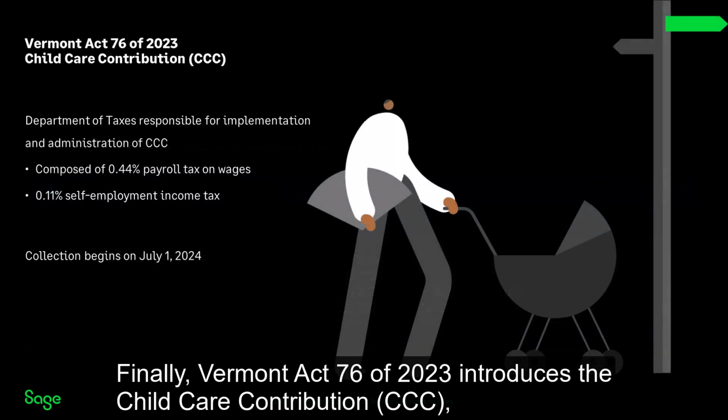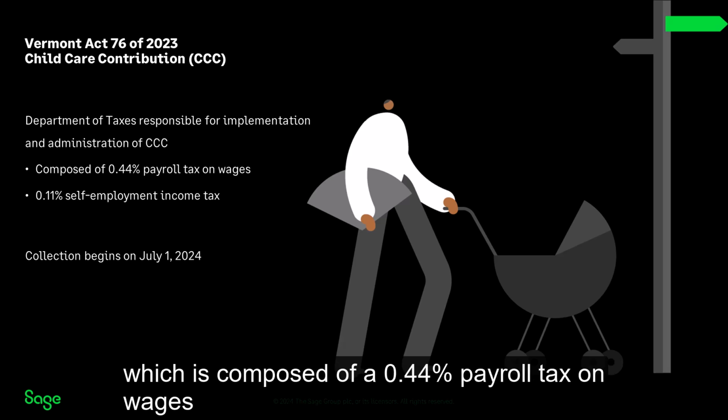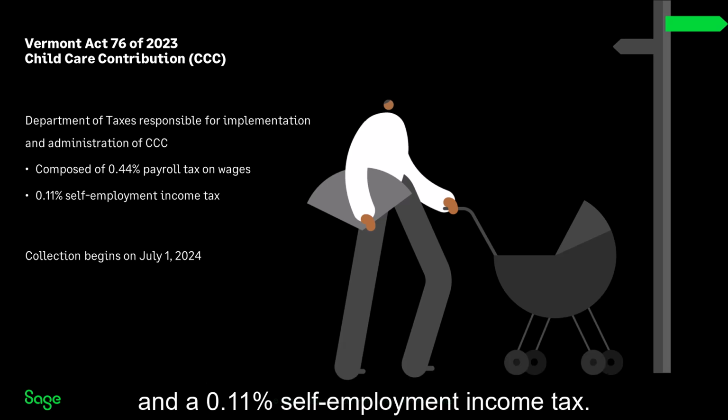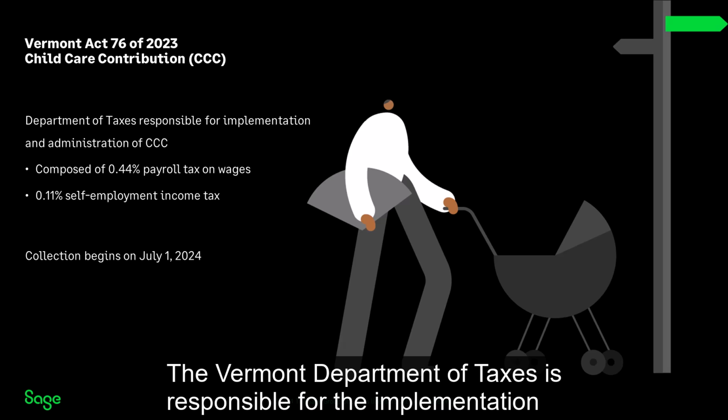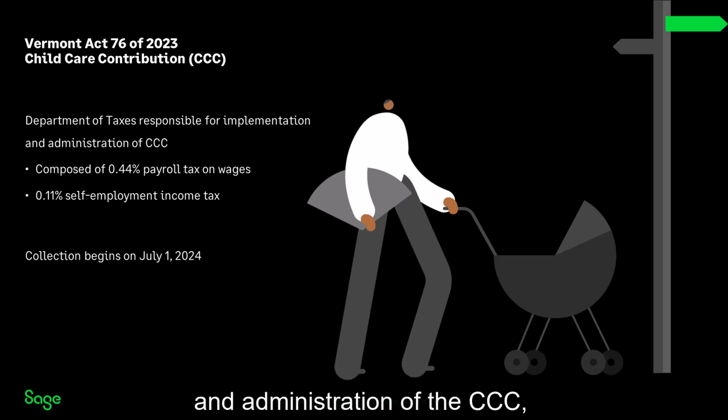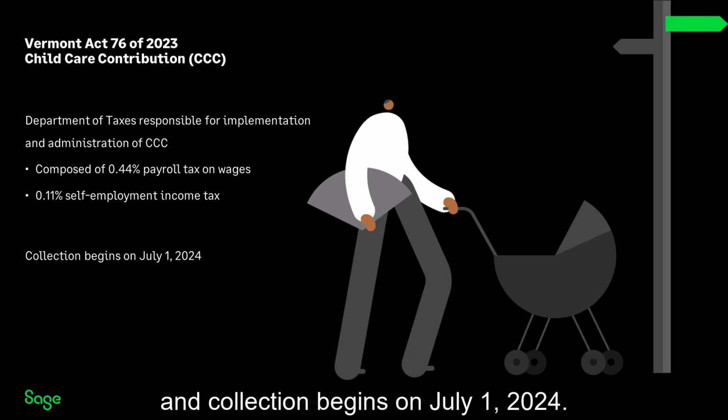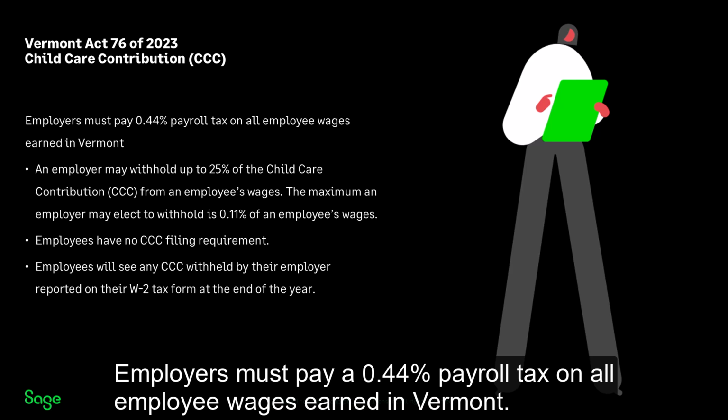Finally, Vermont Act 76 of 2023 introduces the Child Care Contribution, CCC, which is composed of a 0.44% payroll tax on wages and a 0.11% self-employment income tax. The Vermont Department of Taxes is responsible for the implementation and administration of the CCC, and collection begins on July 1, 2024. Employers must pay a 0.44% payroll tax on all employee wages earned in Vermont.